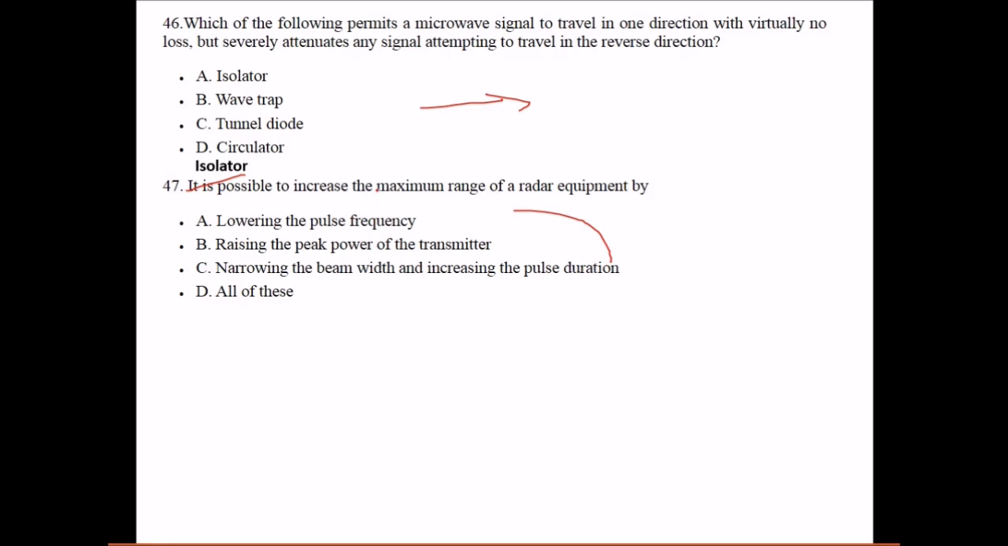It is possible to increase the maximum range of radar equipment by lowering the pulse frequency, raising the peak power of the transmitter, narrowing the beam width, and increasing the pulse width.